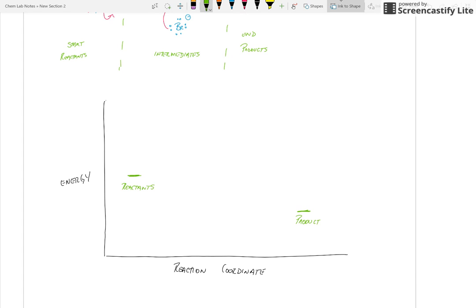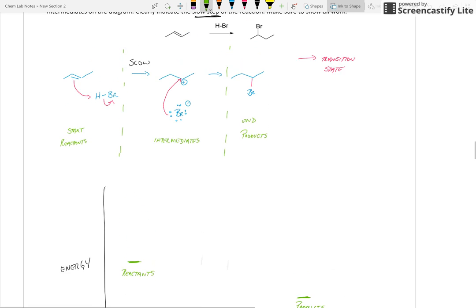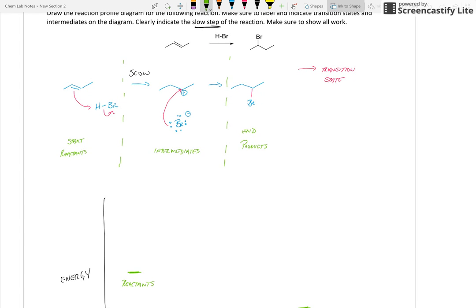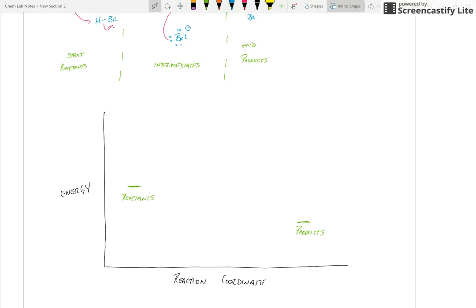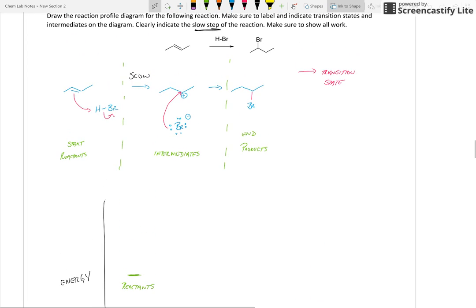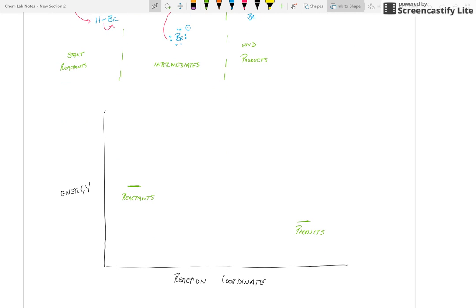And your question might be, well, how do I know that the reactants and products are there? Well, we would have to calculate whatever energy we're dealing with for the trans-2-butene and the HBr, and then we could get a measure of that energy, and we would have to do that same measure for our products. So we are just arbitrarily picking here.